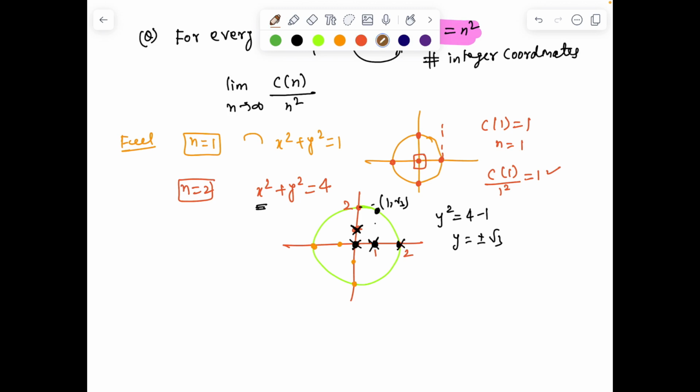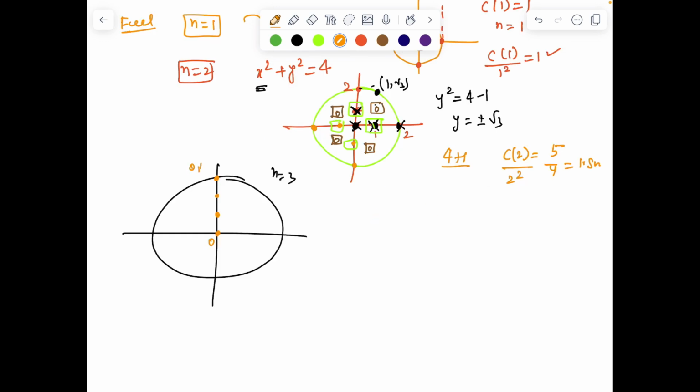If you see, the number of points which are strictly inside this is going to be 0 in the first quadrant, 0 in the second quadrant, 0 in the third quadrant, and 0 in the fourth quadrant, right? The only points that I am having are on the axes. So we have 1 over this, 2, 3, and 4. So the total number of integer points is 4 plus 1, which is 5. So in this case, C2 is going to give me 5 divided by 2 square. So 5 by 4 is 1.25.